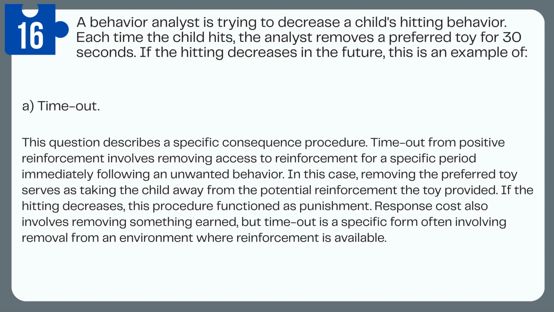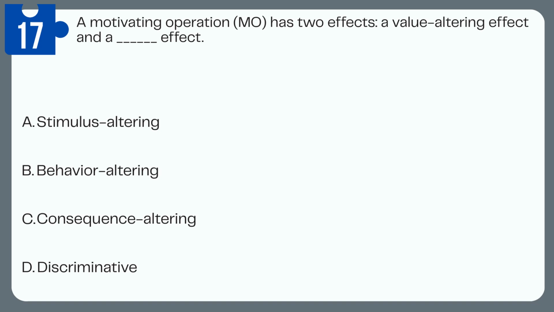Answer: A. Timeout. This question describes a specific consequence procedure. Timeout from positive reinforcement involves removing access to reinforcement for a specific period immediately following an unwanted behavior. In this case, removing the preferred toy serves as taking the child away from the potential reinforcement the toy provided. If the hitting decreases, this procedure functioned as punishment. Response cost also involves removing something earned, but timeout is a specific form often involving removal from an environment where reinforcement is available.